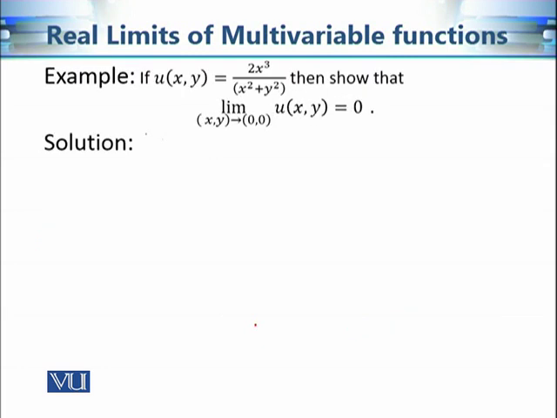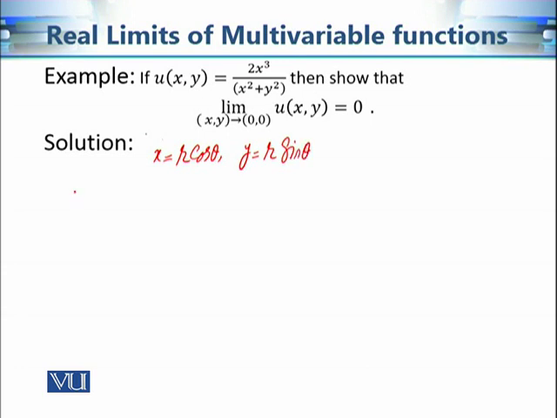Okay, let's have a look at some example. We have a function and we want to check whether this limit is equal to 0 or not. So to calculate this limit, we use polar coordinates and we use the expression x is equal to r cosine theta and y is equal to r sine theta.